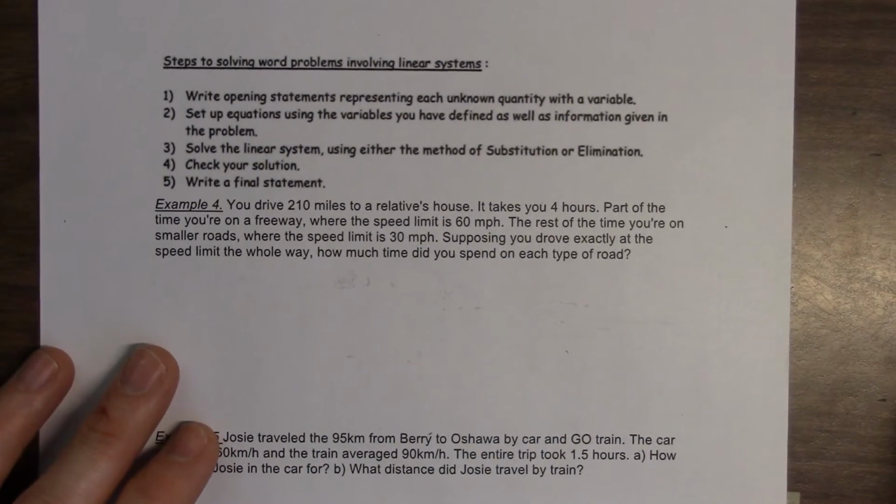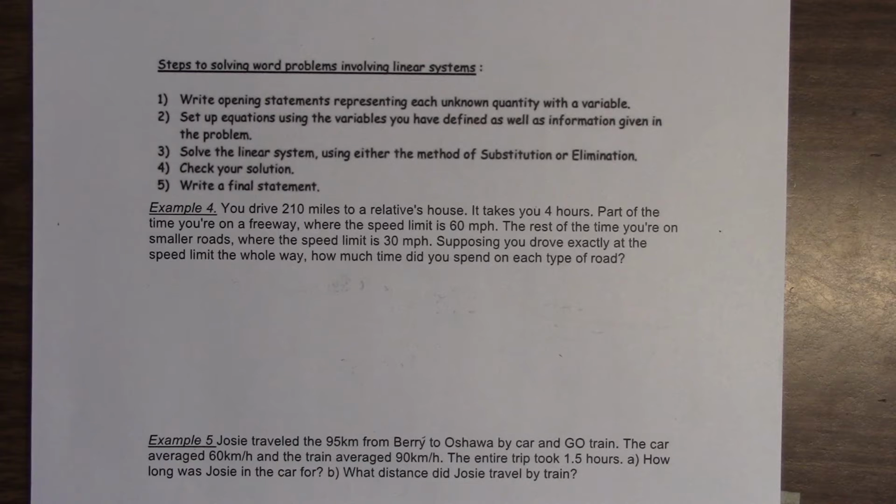All right, steps to solving word problems involving linear systems. So these are the 5 steps. You're going to write the opening statements representing each unknown quantity with a variable. That is determined by the question. The question will say, find this and this out. So you'll say, let this letter represent this. That's the easy one, right? Hopefully you can get a mark right there.